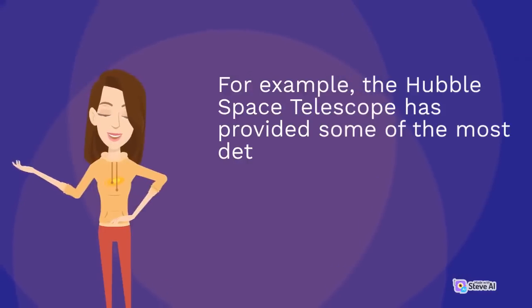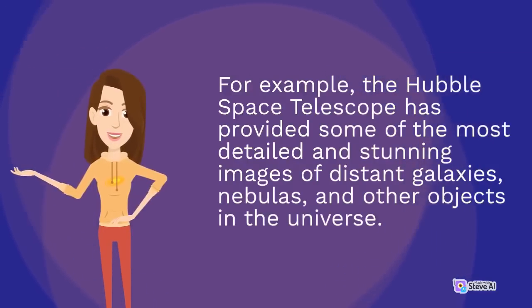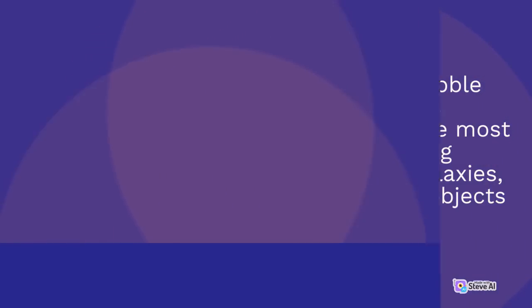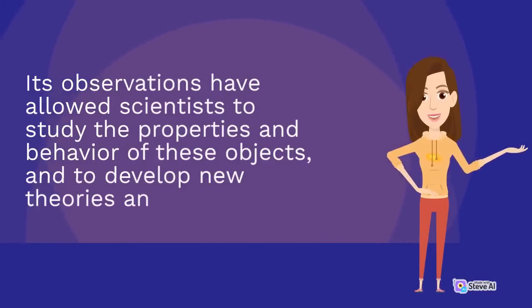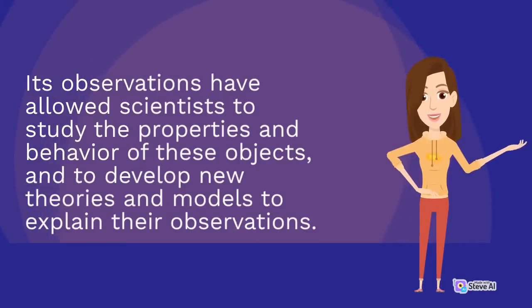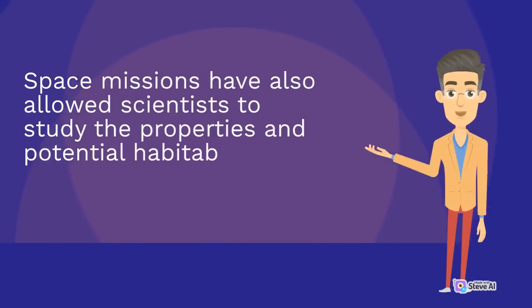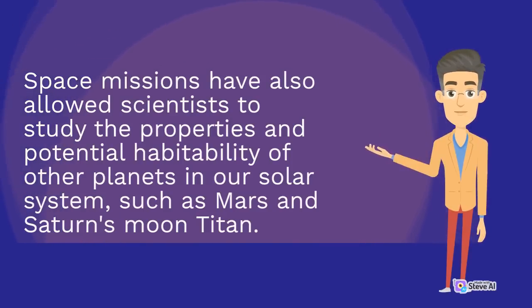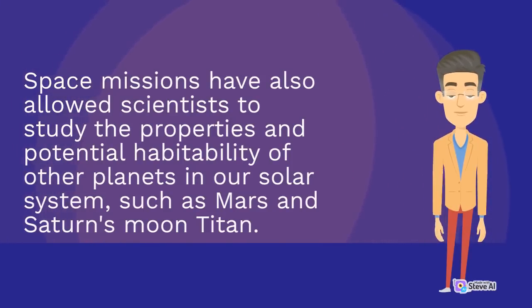For example, the Hubble Space Telescope has provided some of the most detailed and stunning images of distant galaxies, nebulas, and other objects in the universe. Its observations have allowed scientists to study the properties and behavior of these objects, and to develop new theories and models to explain their observations. Space missions have also allowed scientists to study the properties and potential habitability of other planets in our solar system, such as Mars and Saturn's moon Titan.